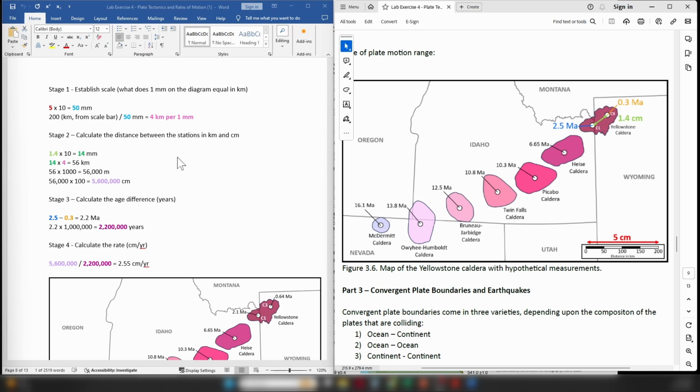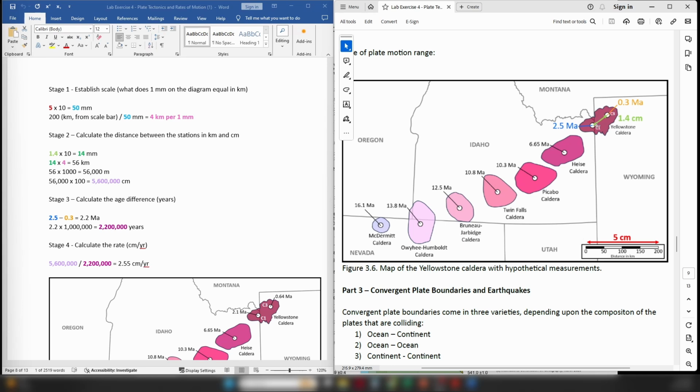So first of all, we need to take that 5 centimeters and convert it into millimeters. So that's 5 times 10 gives us 50 millimeters. We know the scale bar is 200 kilometers long. We know the scale bar on the diagram is 50 millimeters long. So that represents 4 kilometers for every 1 millimeter on the diagram. Okay, so we have our conversion factor now.